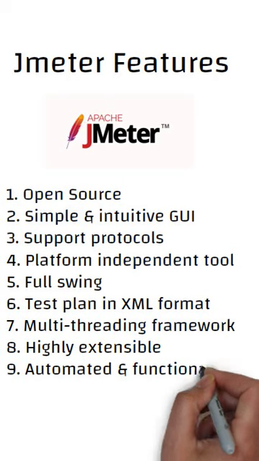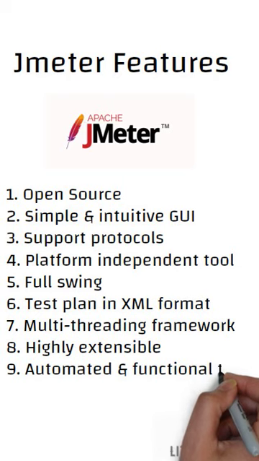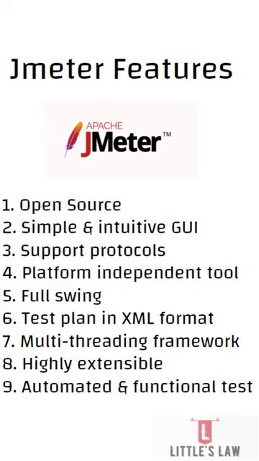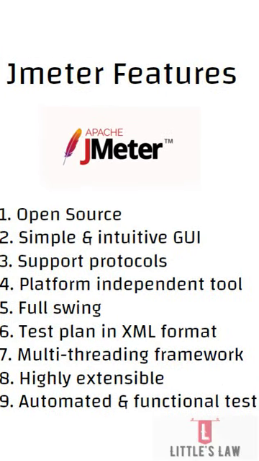The fourth feature is that JMeter is a platform independent tool. We can use it on Linux or Unix. JMeter can be invoked by running the JMeter shell script on Linux or Unix, and on Windows it can be invoked by running the jmeter.bat file. It is also very simple to use on iOS. As I mentioned, JMeter is platform independent since it's built on top of Java.